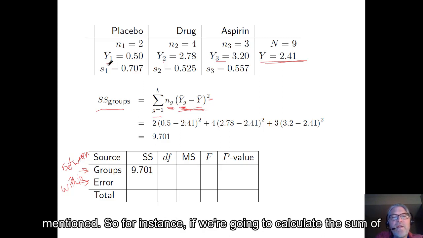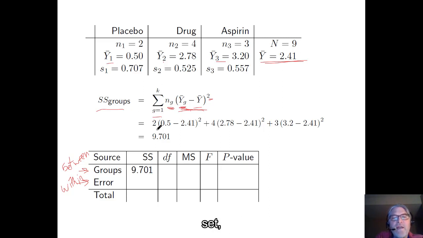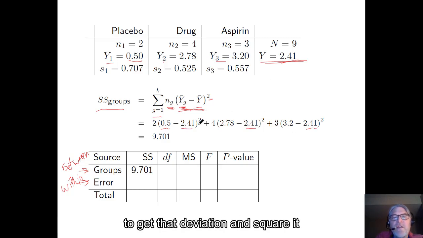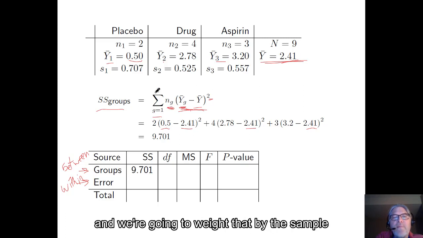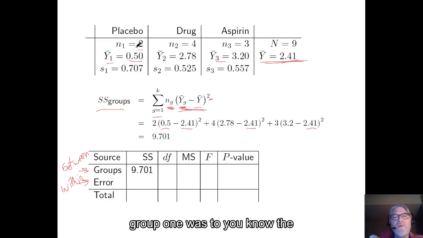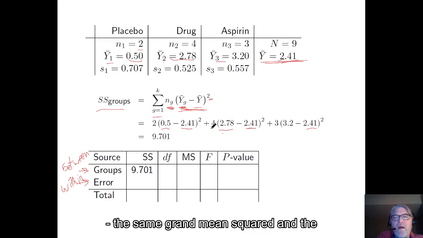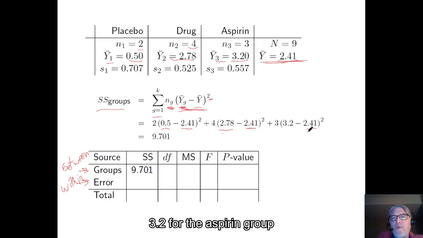So for instance, if we were going to calculate the sum of squared groups for this tiny data set, we have 0.5 as the mean for the placebo, and 2.41 is the grand mean. That's going to show up in each of these terms. So we're going to get that deviation and square it, and we're going to weight that by the sample size of that group. The sample size for group 1 was 2. The next term in the summation is 2.78, this mean, minus the same grand mean squared, and the weighting term is 4. And then the final one, we have a mean of 3.2 for the aspirin group, the same grand mean, and 3 samples from that group.